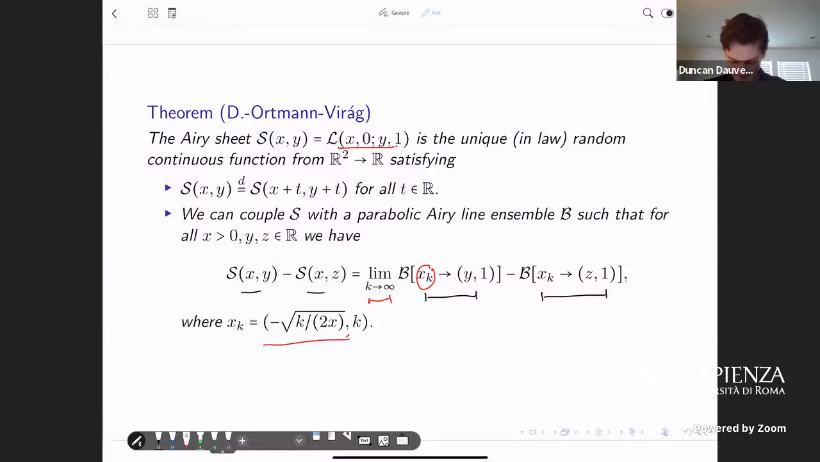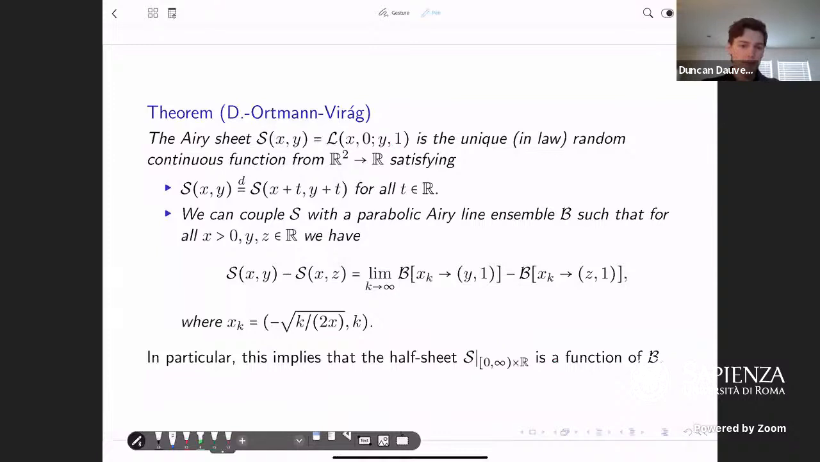again, the picture looks something like this. So if I just think about what's happening in this Airy line ensemble top corner, these xk's kind of hug where the true geodesic goes. And eventually they're going to fall below this branch point. Okay, so that's a heuristic picture for what's going on in the Airy sheet.